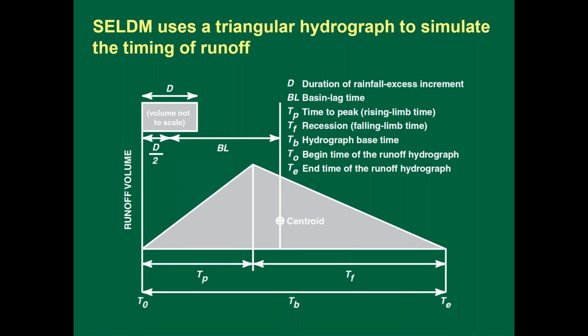The basin lag time is the fundamental timing variable for a given site. The basin lag time is defined as the time between the center of mass of the unit rainfall and the center of mass of the associated runoff. It is commonly defined as a characteristic of the drainage basin rather than a characteristic of a storm event. In SELDM, the basin lag time is calculated using the main channel length, the main channel slope, and either the basin development factor or the percentage of total impervious area. So this is our basic hydrograph, and the length and slope give you this basin lag time, which is from the midpoint of the storm to the centroid of the runoff hydrograph.